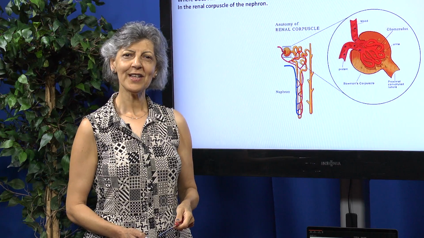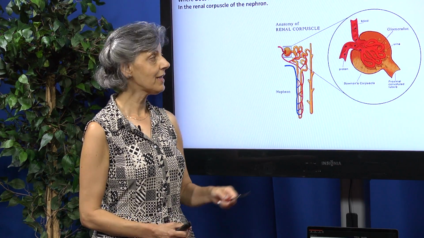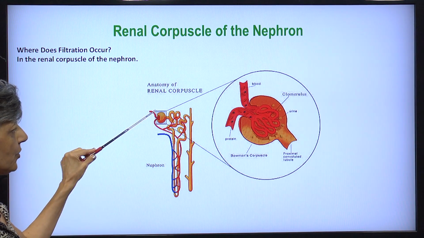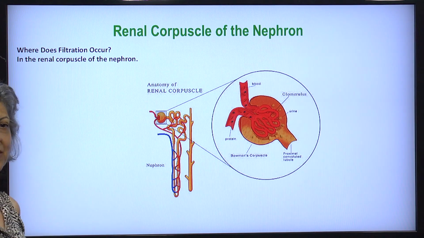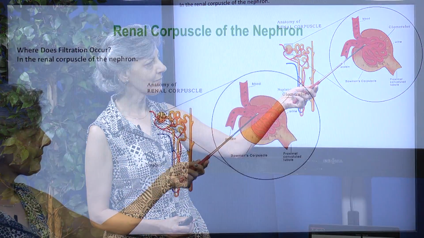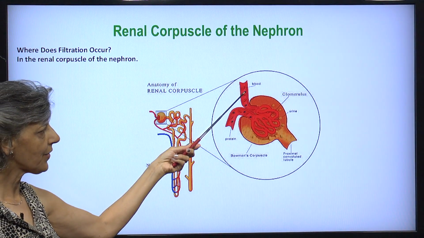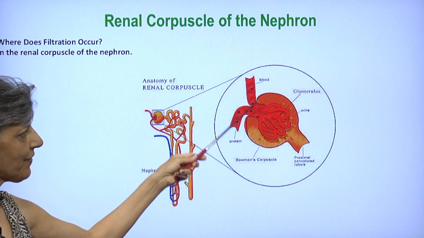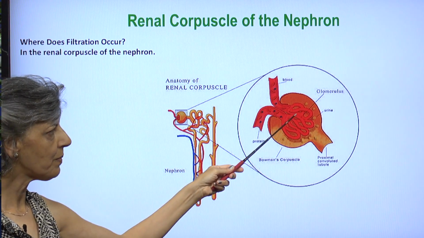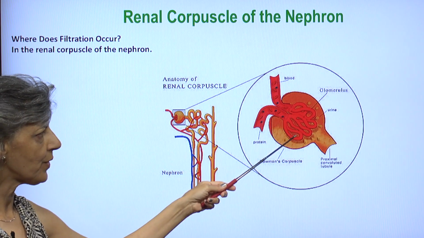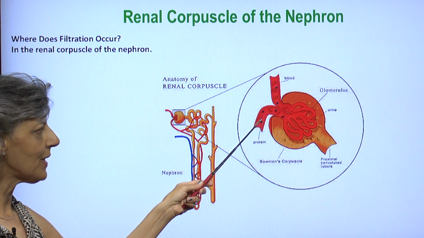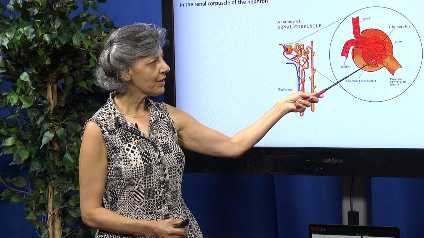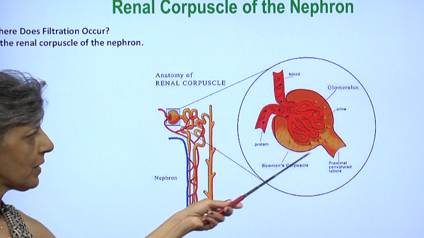So where does filtration occur in the kidney? It occurs in a very specialized part of the nephron that is called the renal corpuscle. So we're going to look at the renal corpuscle in a little bit of detail. This is the renal corpuscle. This is where blood comes in through the nephron. This is a big arteriole called the afferent arteriole. This is going to branch into small capillaries, which we call the glomerulus, and blood will leave again through the efferent arteriole. The glomerulus is surrounded by a capsule called Bowman's capsule.